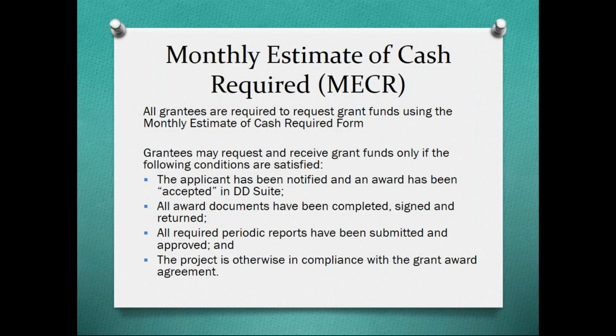Grantees may request and receive grant funds only if the following conditions are satisfied. The applicant has been notified and an award has been accepted in DD Suite. All award documents have been completed, signed, and returned. All required periodic reports have been submitted and approved, and the project is otherwise in compliance with the grant award agreement. In order to remain compliant with federal regulations, grantees may not request more than 30 days worth of anticipated expenditures.